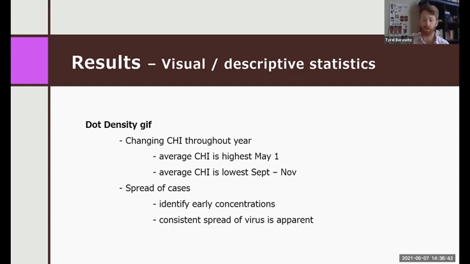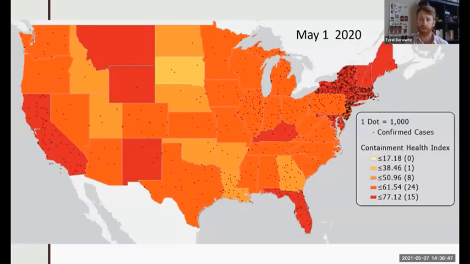I'm not going to show you the whole GIF, but I'll show you 3 screenshots. The first will be May 1st. So we can see early concentrations were in the Northeast, New York, New Jersey, Massachusetts, Connecticut, and then some smattering in Florida, California, Illinois, places where you'd expect, there's a lot of people living there. There's a lot of cases.